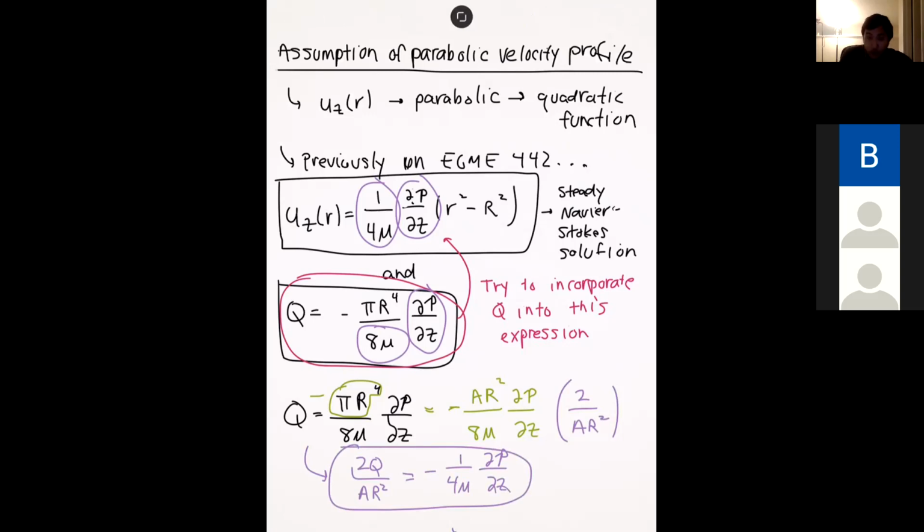This 1 over 4 mu times partial p partial z is exactly the same as what we have up here. So let's plug in this 2Q over A r squared with a minus sign, and then we can obtain uz of r in terms of Q and A. That'll be a nicer expression for us to work with. Any questions on this?